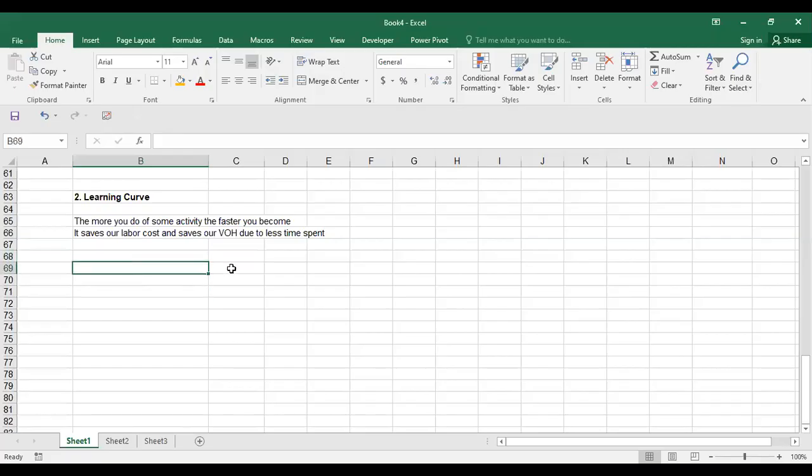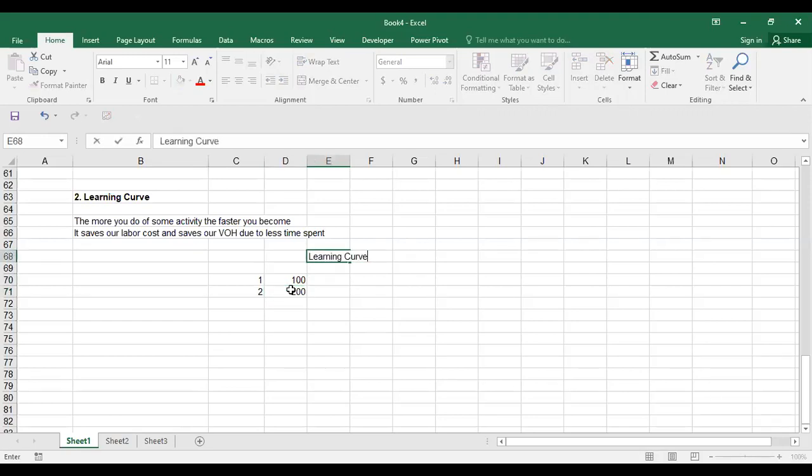Let me share the Excel file with you. I think now you have got the Excel file. I'll repeat this again. You've got 1 unit and it takes, let's suppose, 100 hours. So 2 units should actually take 200. But let me change the data. 1 unit takes 50. Then 2 units should generally take 100.